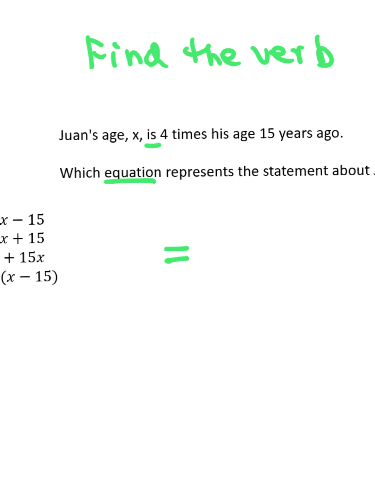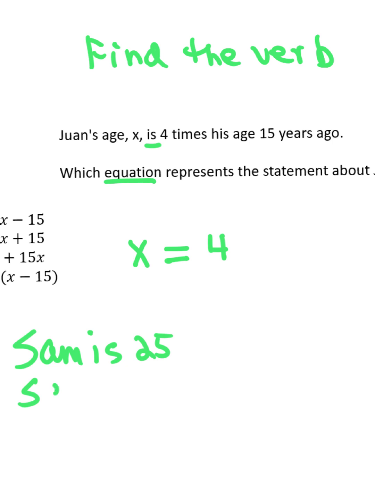And I'm going to do what's on the left. I have Juan's age, and that is going to be x, is 4 times, so I'm going to have a 4, his age 15 years ago. All right, so if I was talking about our ages, let's say that Sam is 25. And we want to know how old Sam was 15 years ago.